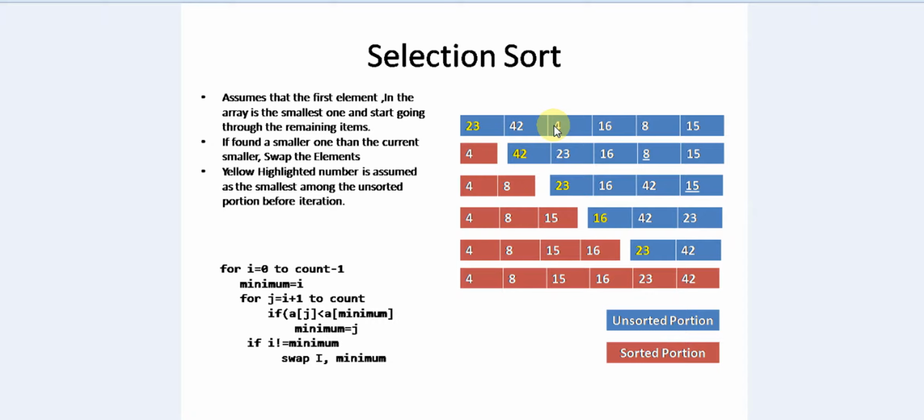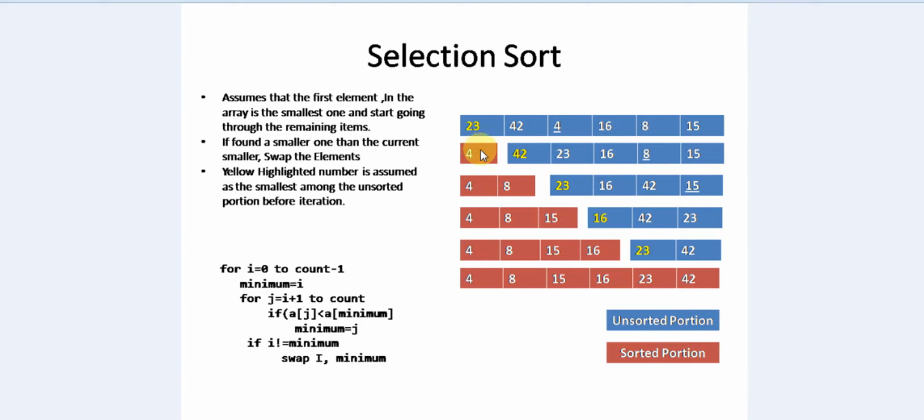While going through the remaining items, it will do a comparison like this: is 23 smaller than 42? No. 23 smaller than 4? Okay, we found an item, 4. It will keep the index in memory, then check whether 4 is smaller than this, or this, or this. That means 4 is not smaller than 16, 8 or 15. Then we found the smallest item in the array.